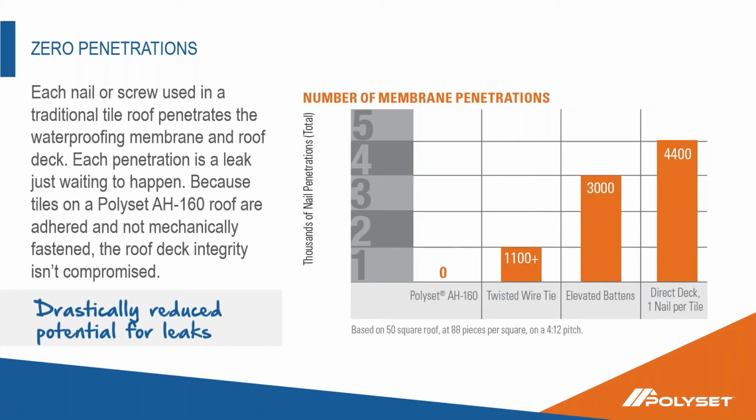And the third primary benefit to adhesive is the zero penetrations on that roof deck. They say on an average 50 square roof with just one mechanical fastener, you're penetrating that roof deck 4,400 times. As we know, depending on where the job is located, codes have changed. Sometimes you might require 2 mechanical fasteners, and that's just going to double the amount of penetrations going through that deck.